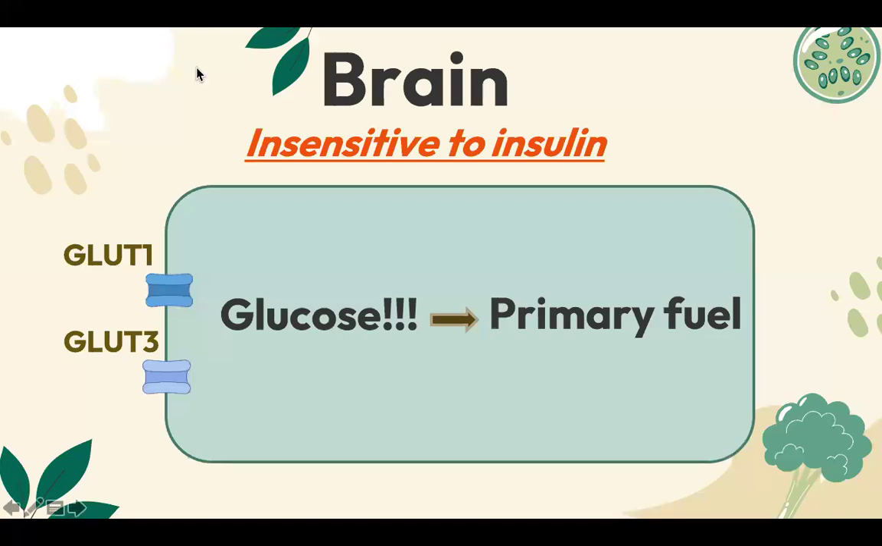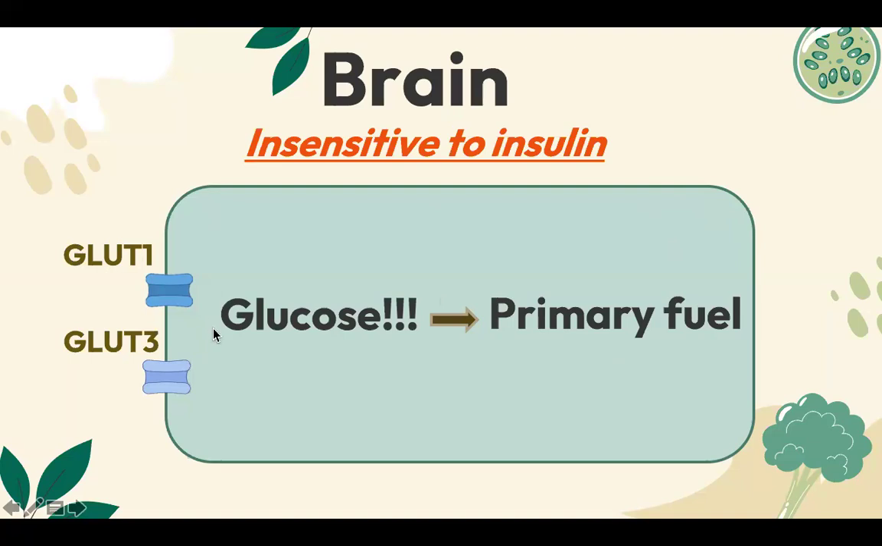Now, we said one of the functions of insulin is to cause glucose uptake, right? Since the brain is insensitive, we have certain glucose transporters, GLUT1 and GLUT3. These cause glucose to enter into the cell. Glucose basically here is a primary fuel for producing energy.